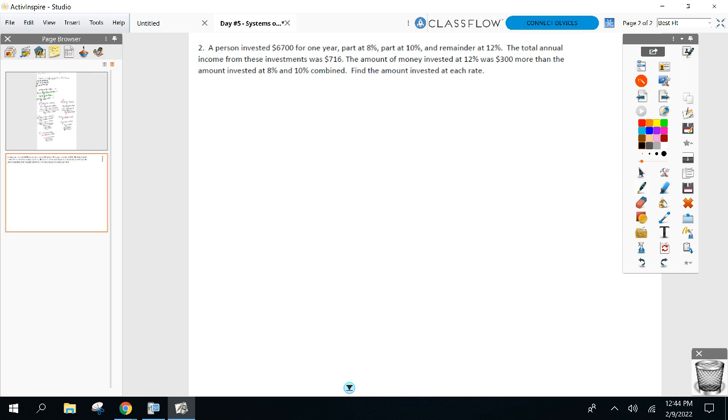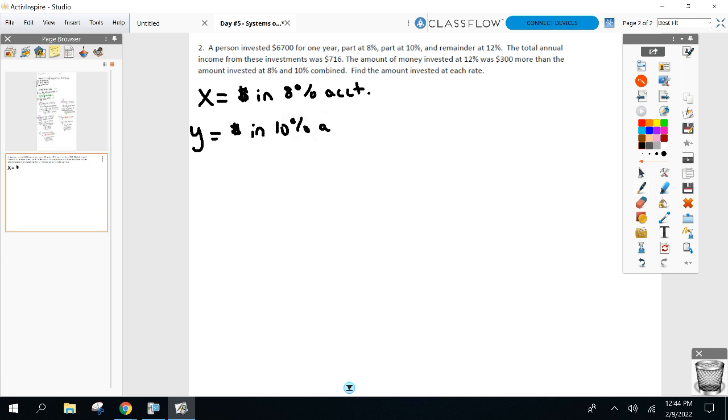What are we looking for? Yeah, the amount of money at each rate. So talk to me about the rates. Okay, so let me start. X will be the money, the number of dollars I put into the 8% account. All right, Y will be the number of dollars I put into the 10%. And finally, Z will be money I put into the 12% account.